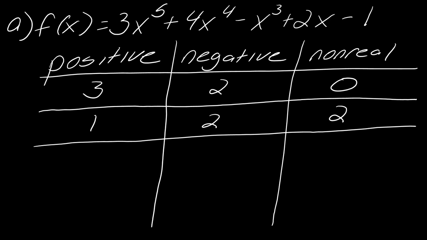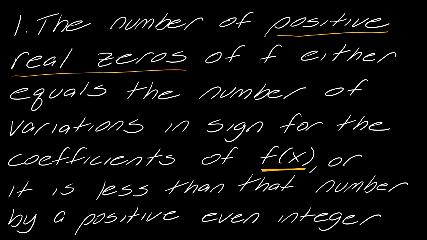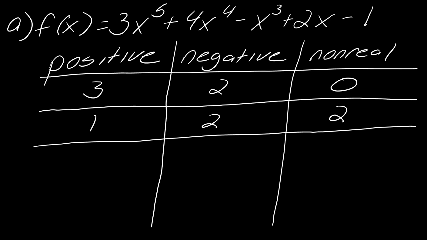That's a possibility. So when this says that it could be less than that number by a positive even integer, that's what this is getting at. It's basically saying to transfer in sets of 2 some of the zeros here into the non-real column. And so what you want to do now is you want to exhaust all the possible combinations of how to do this. So I transferred 2 of the non-real zeros from here to here.